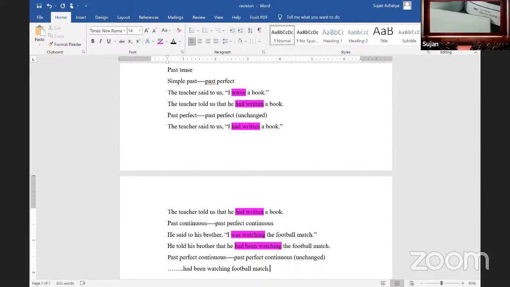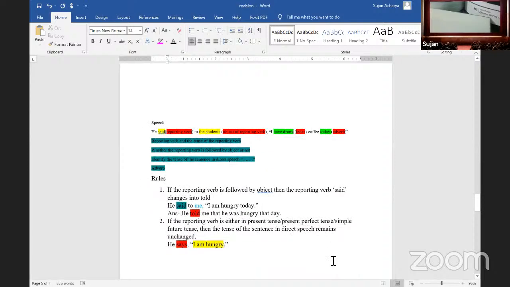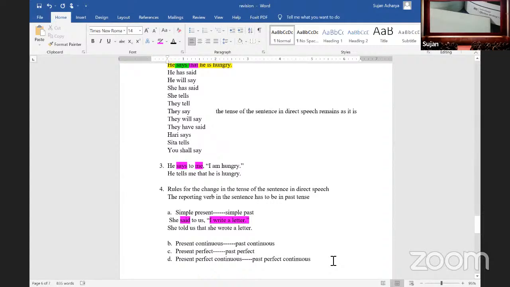Yes, sir. Let's revise once again. If the reporting verb is followed by an object, said changes into told. If the reporting verb is in simple present tense, present perfect tense, present continuous tense, or simple future tense, no change in the tense of the sentence in direct speech. If the reporting verb is in present tense and is followed by an object, and if the reporting verb is says, then it changes into tells.